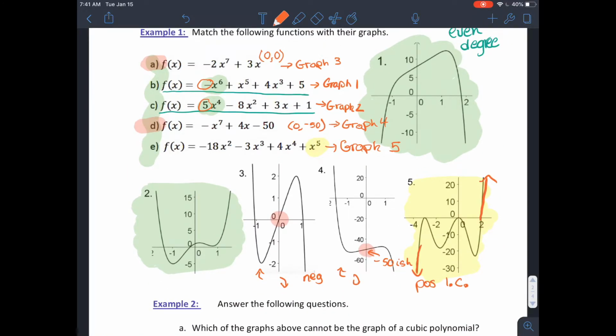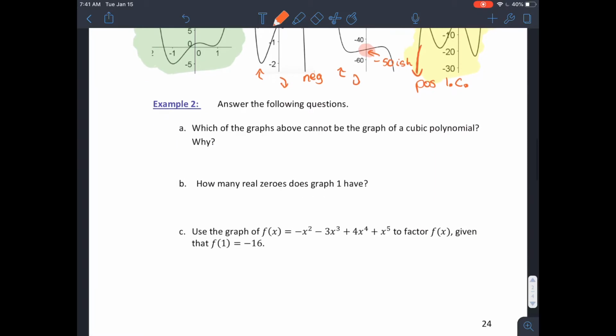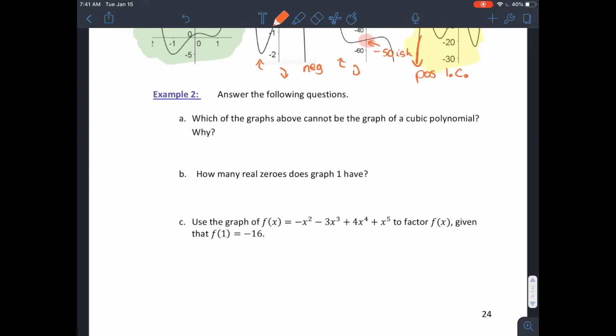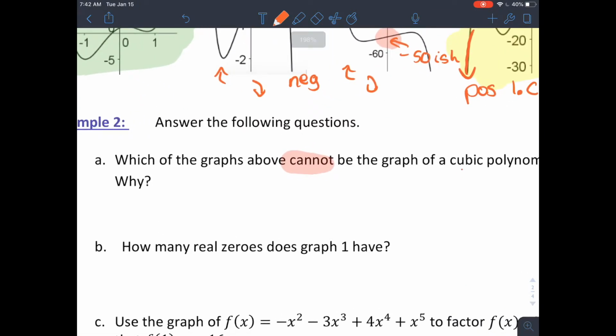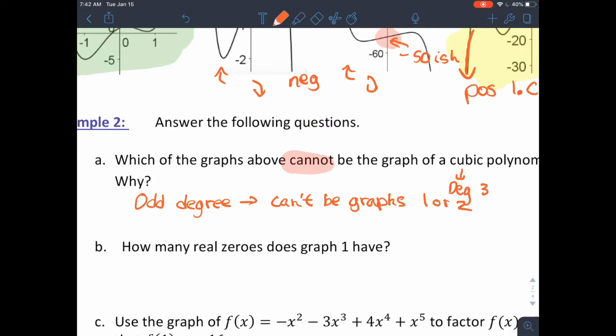Okay, so we're going to answer a few more questions regarding those graphs. So part A, which of the graphs above cannot be the graph of a cubic polynomial? So a cubic polynomial would be degree 3. Using what we know about degree 3 polynomials, we know that if it's an odd degree, both ends have to go in opposite directions, which means it can't be graphs 1 or 2, because those are even degree.